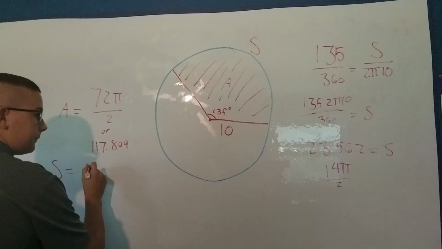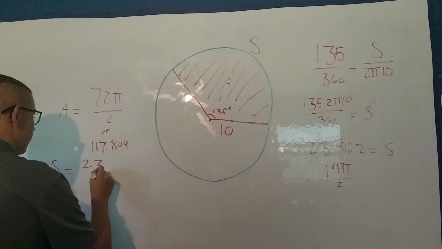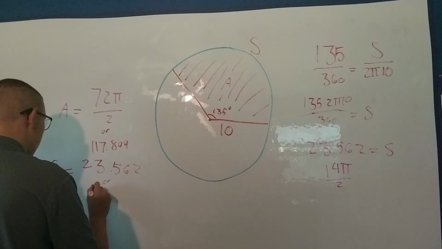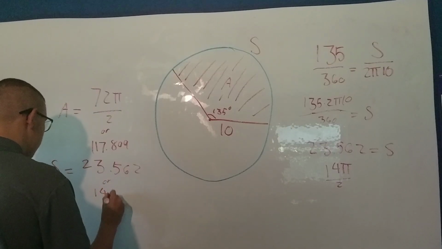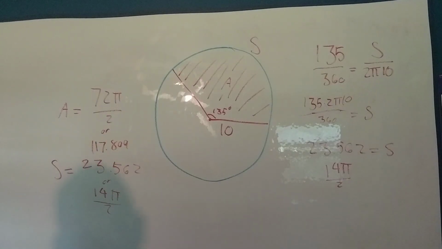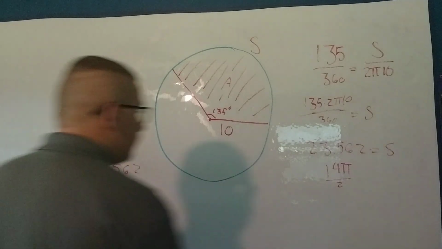S equals 23.562 or 14 pi over 2. Like that. And that's your answer for problem number 1.